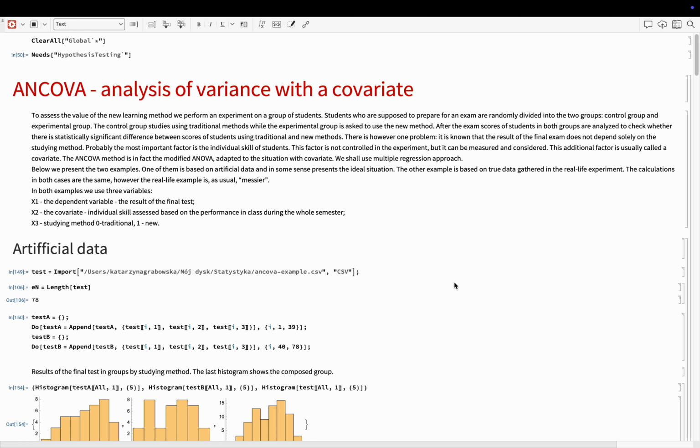A covariate is a variable that influences, or which we know is in a linear relation with, our dependent variable, but which is not controlled in the experiment. It, however, can be measured and considered while analyzing the outcome of the experiment.